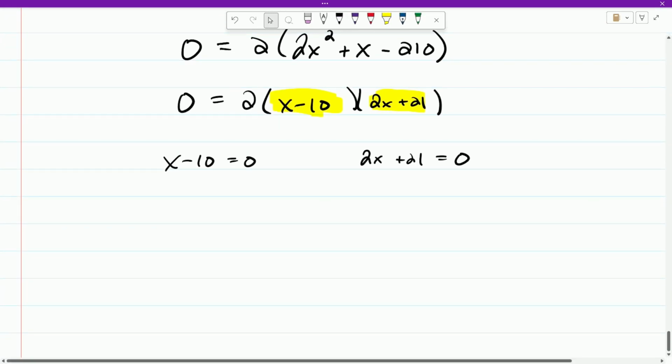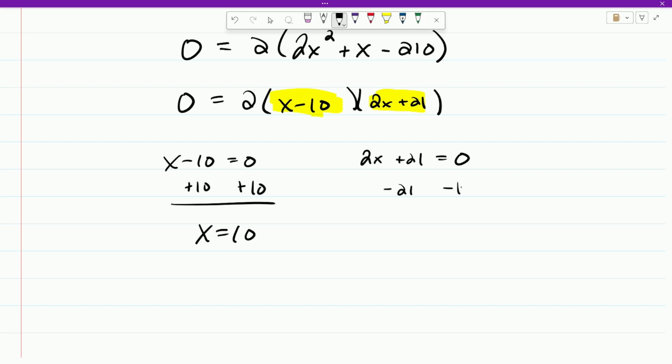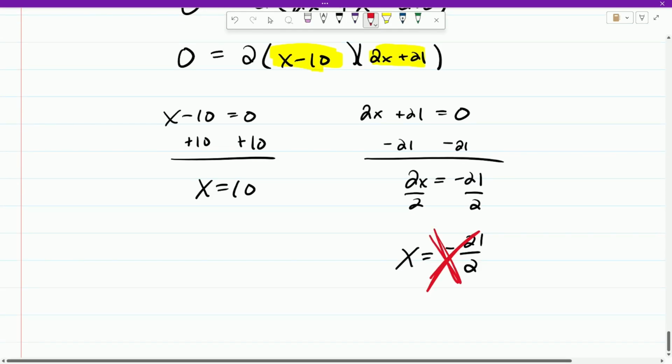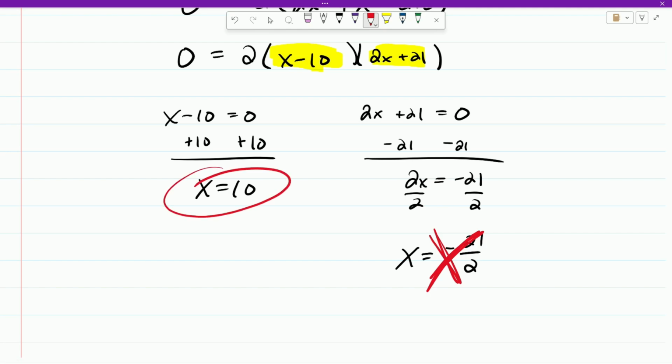We solve each one of these. First, add 10 to both sides, which gives me x equals 10. Second, subtract 21 from both sides to give me negative 21, and then divide both sides by 2 to give me x equals negative 21 over 2. Now, once again, common sense has to kick in. We cannot have a negative speed, so the only solution is x equals 10.